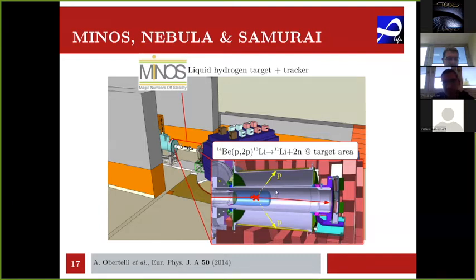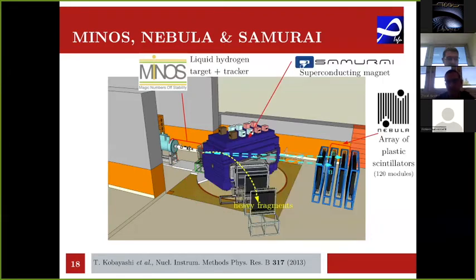vertex. After that, we have produced lithium-13 and lithium-11, which will then decay, and the decay products will go through SAMURAI. So the fragments will be deflected by SAMURAI because they are charged particles, and will then be detected in these plastic scintillator walls, but the two neutrons that are not charged will go straight through SAMURAI and hit the NEBULA array, which is an array made of 120 plastic scintillators.